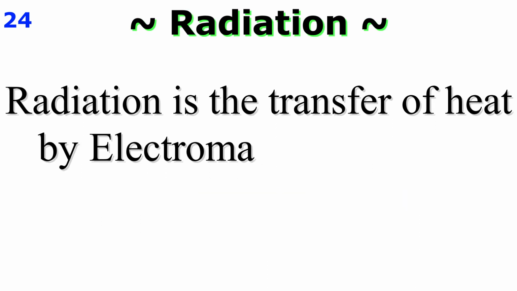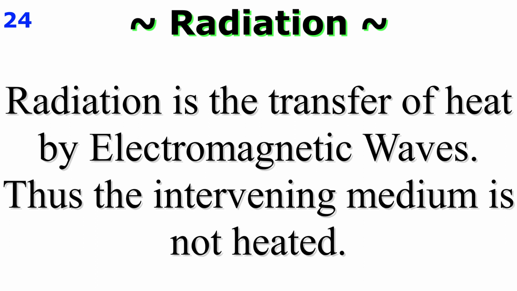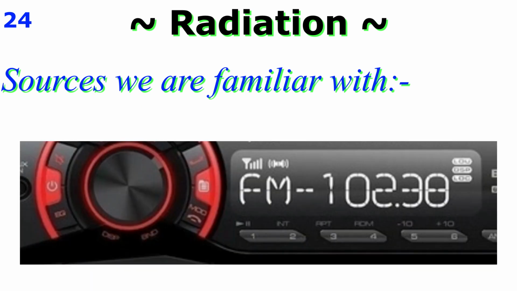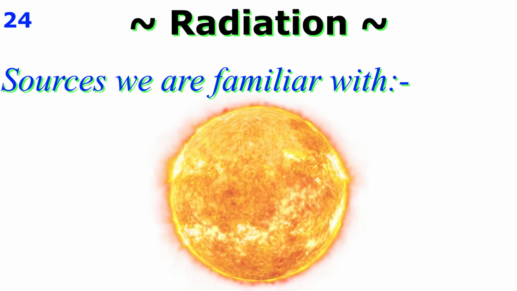And the process of the transfer of heat from one place to another place without heating the intervening medium is called radiation. Some of the most familiar sources of radiation include microwave oven in our kitchen and radios we listen to in our cars. And heat from the sun radiates the earth through radiation mode.